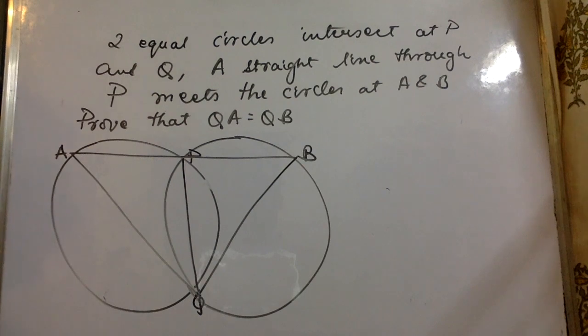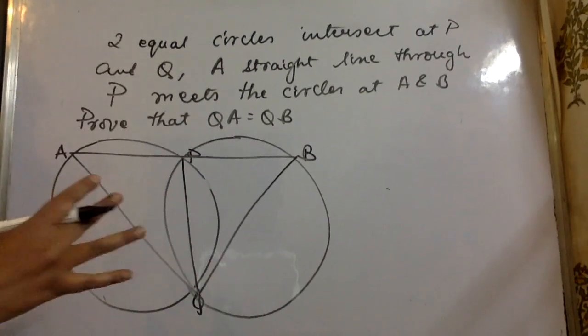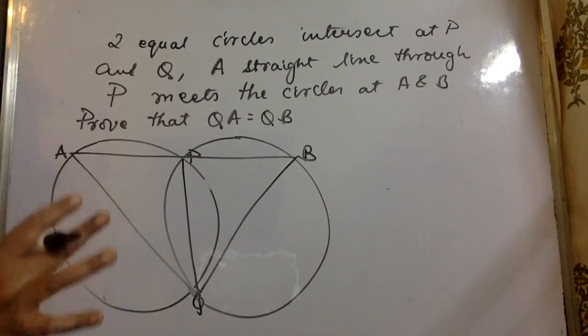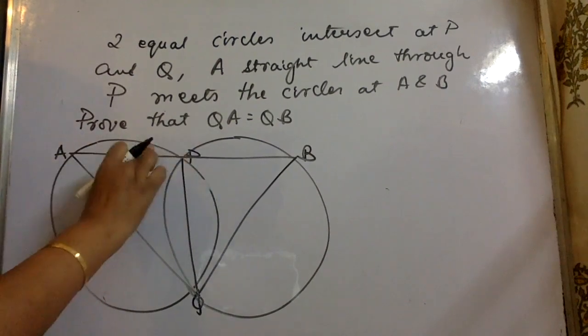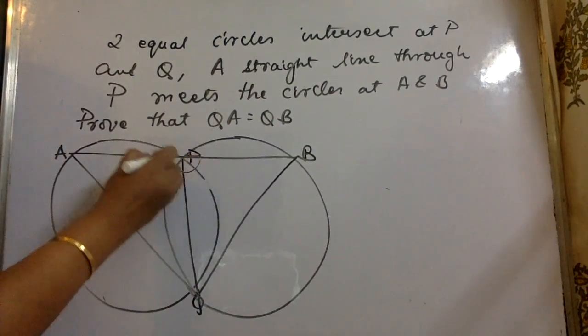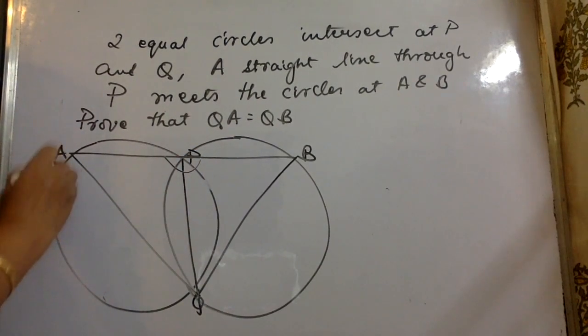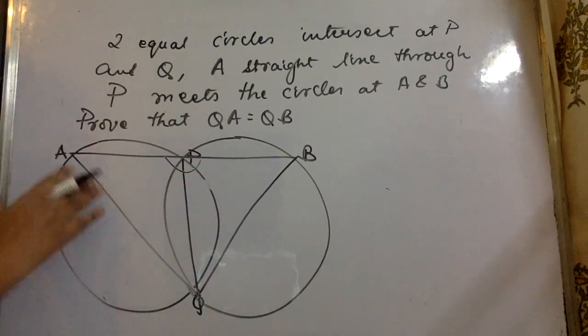So this is our next sum: two equal circles, that is, the circles are equal, which means they have the same radius, intersect at P and Q, that is, they have intersected over here. And a straight line through P, which means this angle is 180 degrees, it is a straight line, meets the two circles at A and B. You have to prove QA is equal to QB.